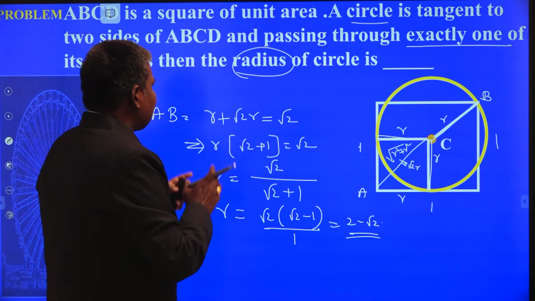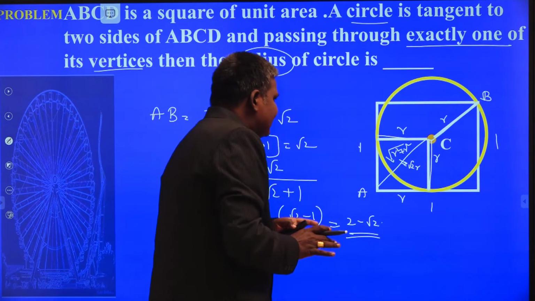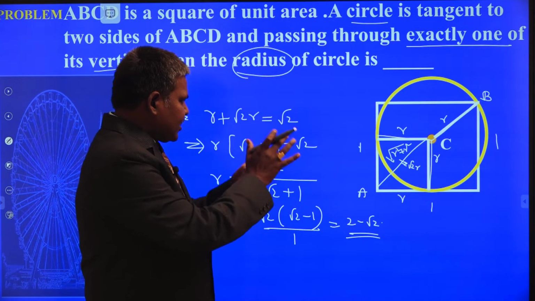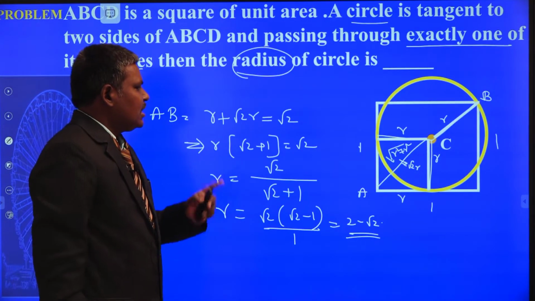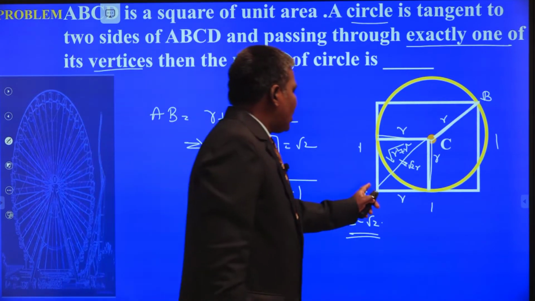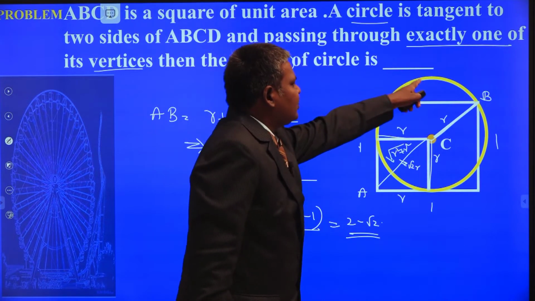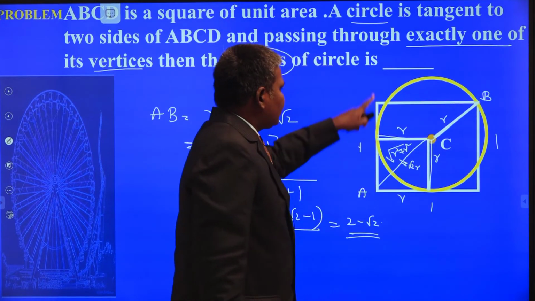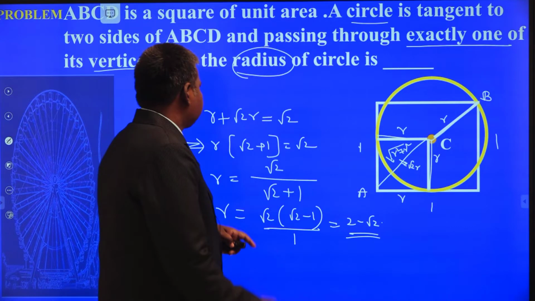So, by listening to the problem carefully, draw the figure. From drawing the diagram itself, we get it. Just by multiplication, we get the radius r is equal to 2 minus root 2 units. Here the only logic is, you have to identify the length of AB with respect to the square, and with respect to the circle. With respect to the square, this is the diagonal. With respect to the circle, it is the diameter of the circle.